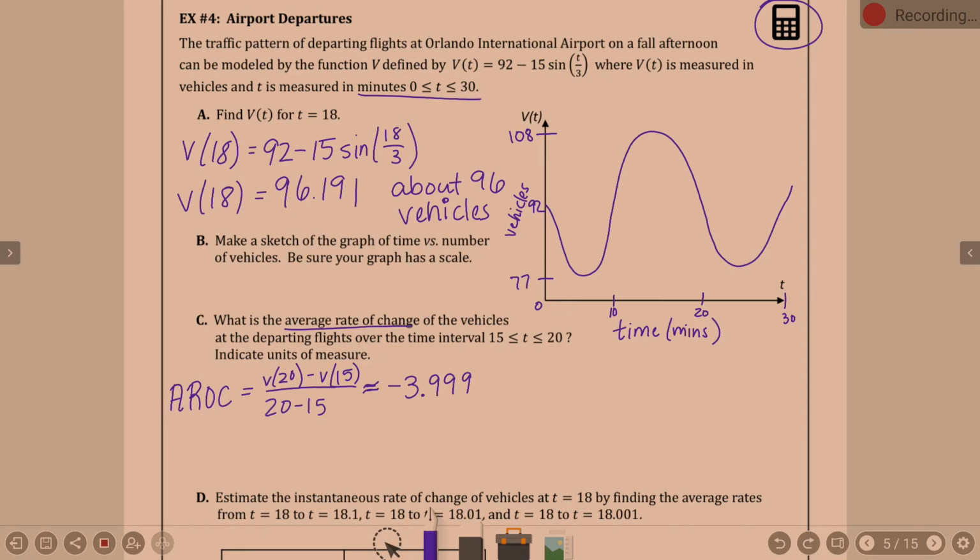How do you feel about this negative? I feel like it scares me. I thought I did it wrong and I got negative. Why am I not scared about the negative? It's going down. Okay. Oh yeah.